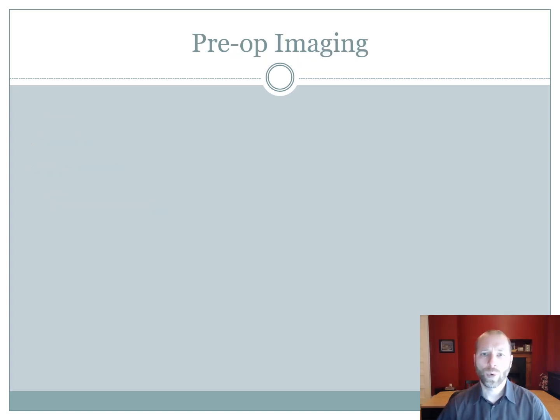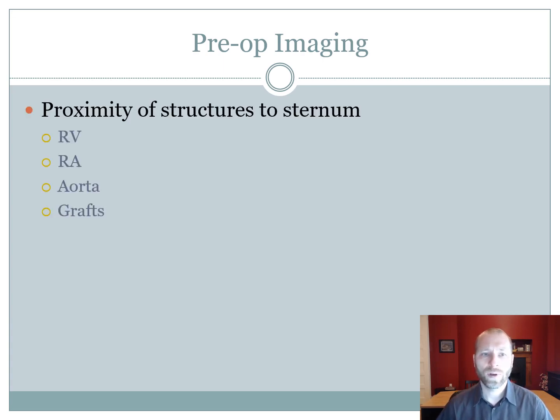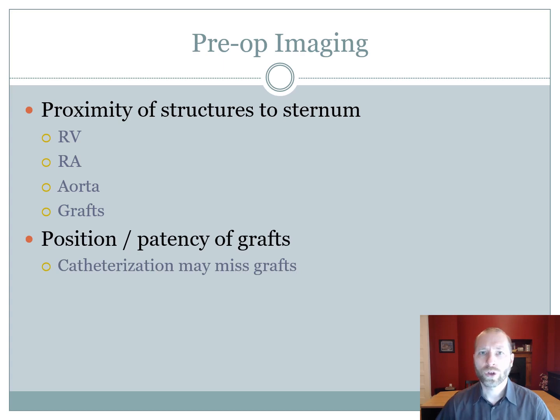Preoperative imaging is a very important component of doing redo cardiac surgery. One of the most useful tests that you can do is a CT scan prior to going to the operating room. A CT scan will give you a very good idea of proximities of structures to the sternum, particularly the right ventricle, the right atrium, the aorta, and any previous bypass grafts that may be there. A CT scan will also show you the position of any grafts in relationship to the sternum and other structures in the heart, and it will also demonstrate patency of grafts, and not all grafts are necessarily seen on a coronary angiogram. There may be some grafts that are patent, but the cardiologist is not able to shoot them with dye to show you where they are.